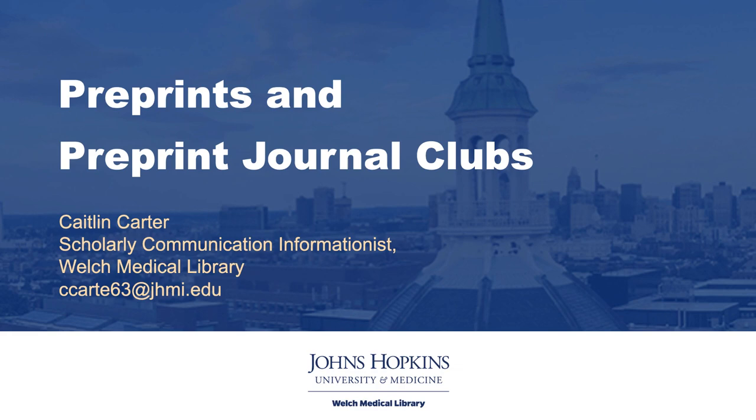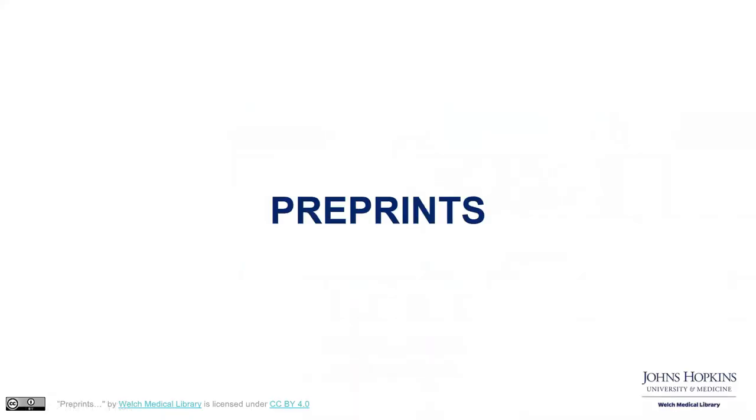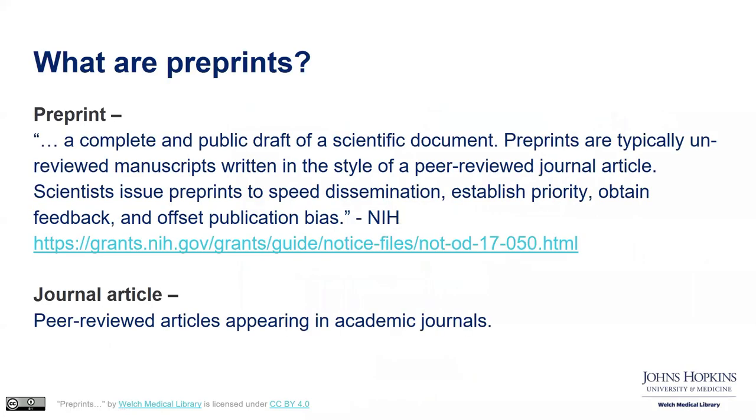And I'm going to talk about preprints and preprint journal clubs. First, I'm going to start with just the pure definition. What are preprints? Preprints, according to the NIH, are a complete and public draft of a scientific document. They're typically not peer-reviewed, but they are written often in the style of a peer-reviewed journal article. Scientists issue preprints to speed dissemination, establish priority, obtain feedback, and offset publication bias. And this is a definition from the NIH.